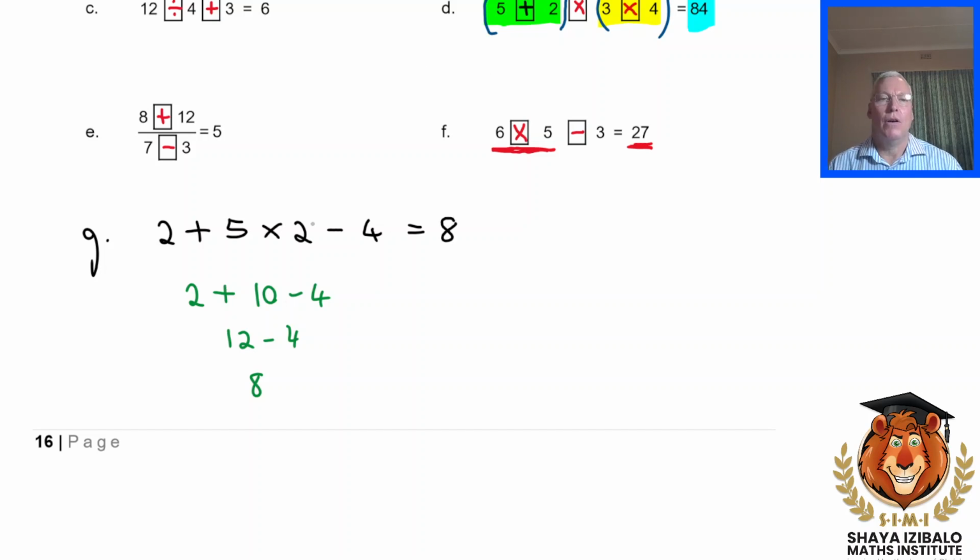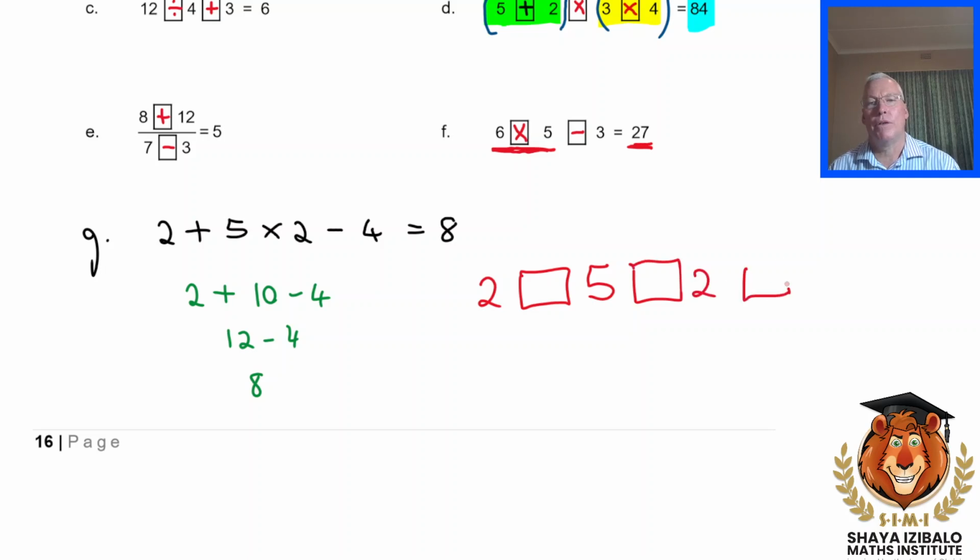Okay, now what we are going to do is give this question to our friend. But before we give it to our friend, we are going to write it down again, but we're not going to write down the signs. We're going to write down 2 box, 5 box, 2 box, 4 equals 8. And we're going to say to our friend, what signs must we put in here to make this work?